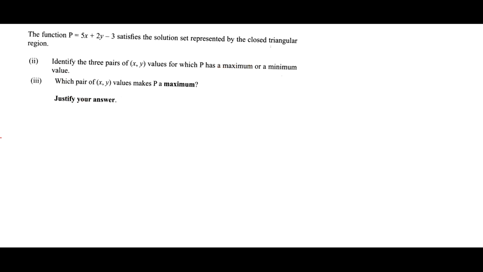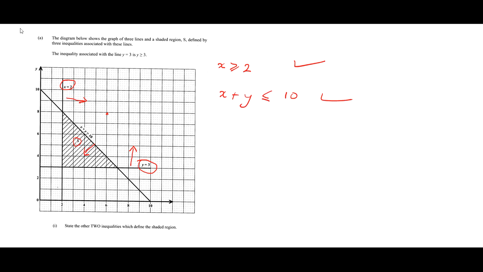Then the next question asks, the function p is equal to 5x plus 2y minus 3 satisfies the solution set represented by the closed triangular region. Identify 3 pairs of xy values for which p has a maximum or minimum. Whenever we are dealing with linear programming, the points of interest, let's say we have a shaded region S, what we are looking at is the vertices.